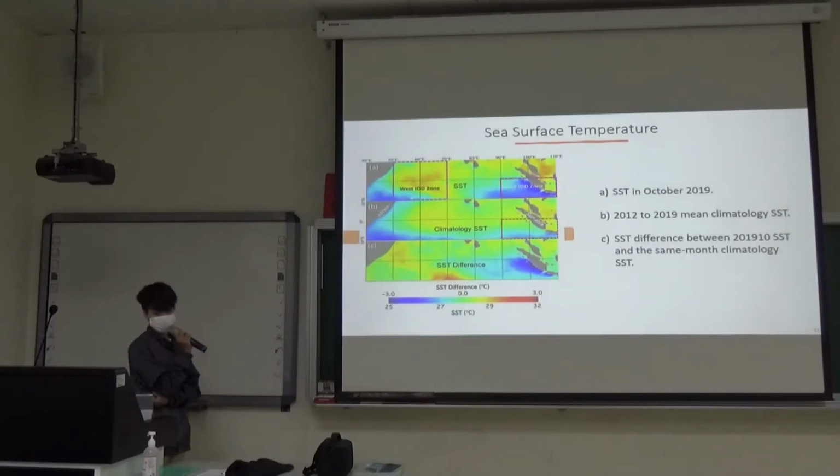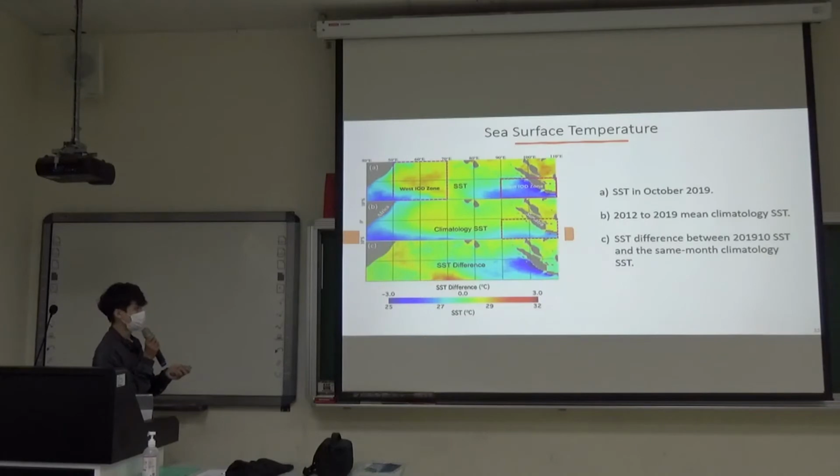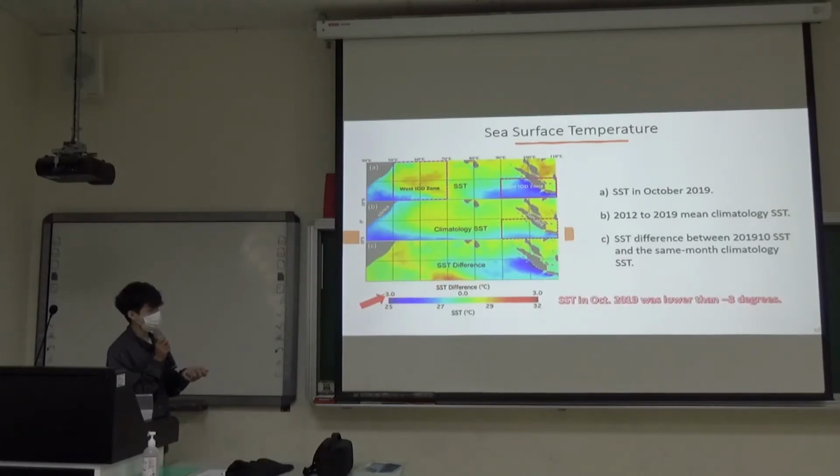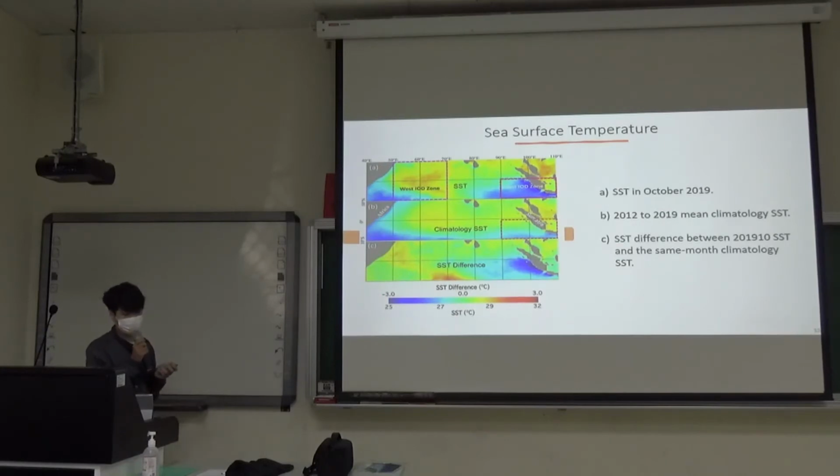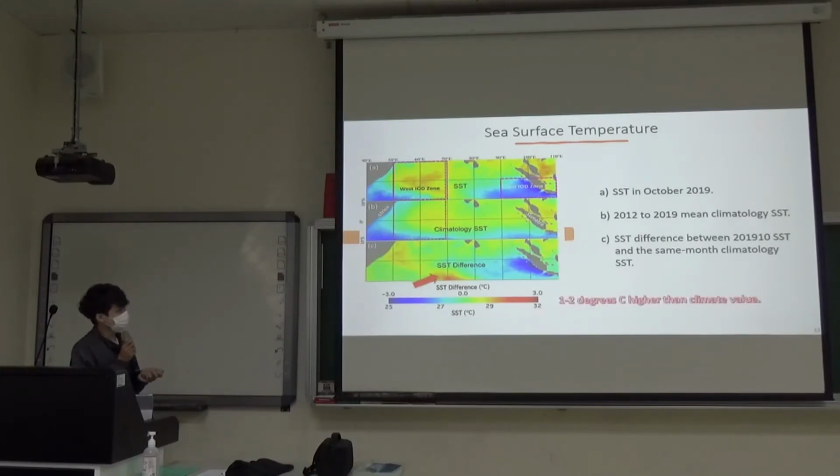Let's observe the change in SST first. In the next few figures, cold color means low value and warm color means high value, compared with the monthly average. SST in October 2019 was lower than -3 degrees Celsius on the coast of Sumatra. In other areas along the eastern shore, it dropped between -1 and -3 degrees Celsius. However, in the western Indian Ocean, it is 1 to 2 degrees Celsius higher than the climate value.